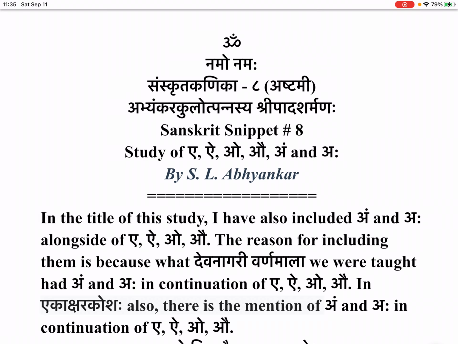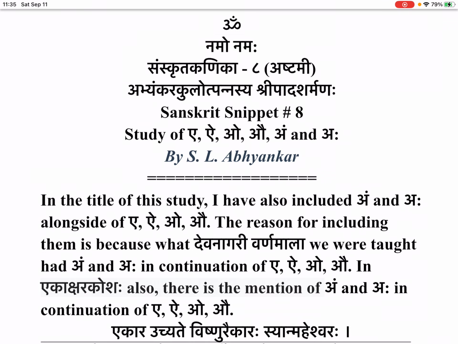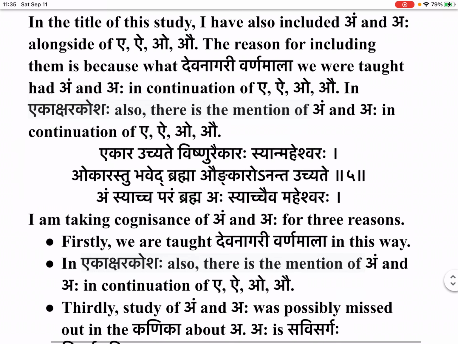Abhyankar. In the title of this study, I have also included 'aṃ' and 'aḥ' alongside A, I, O, Au. The reason for including them is that the Devanagari Varnamala we were taught had 'aṃ' and 'aḥ' in continuation of A, I, O, Au. In Ekakshara Koshaha also, there is mention of 'aṃ' and 'aḥ' in continuation of A, I, O, Au.